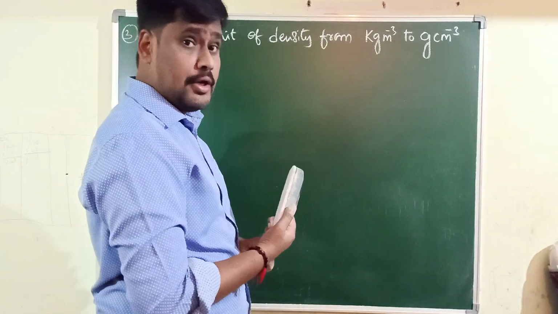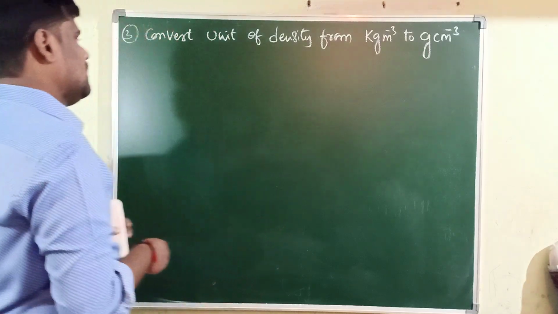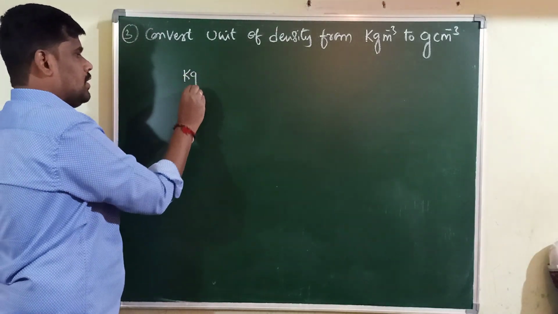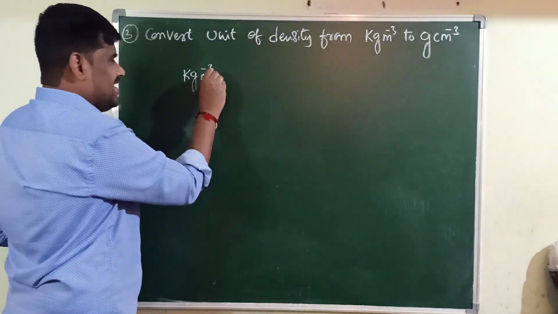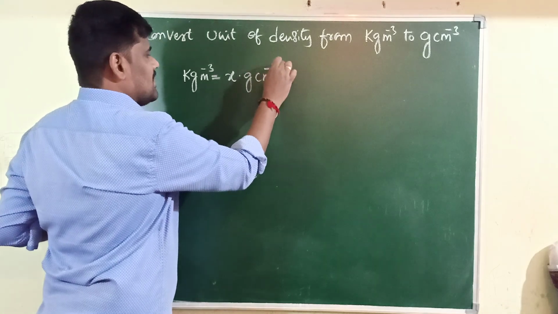to what? Gram per centimeter cube. How are you converting? Same. Kg per meter cube is equal to x into gram per centimeter cube.